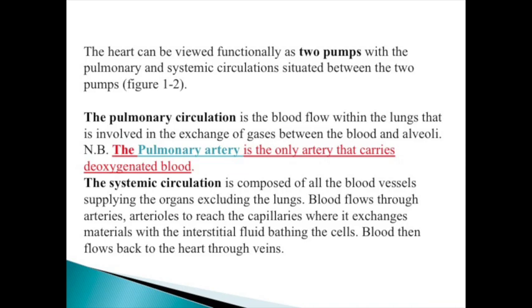The systemic circulation is composed of all the blood vessels supplying the organs, excluding the lungs. The blood flows through arteries, arterioles to reach the capillaries, where it exchanges materials with the interstitial fluid bathing the cells. Blood then flows back to the heart through the veins.